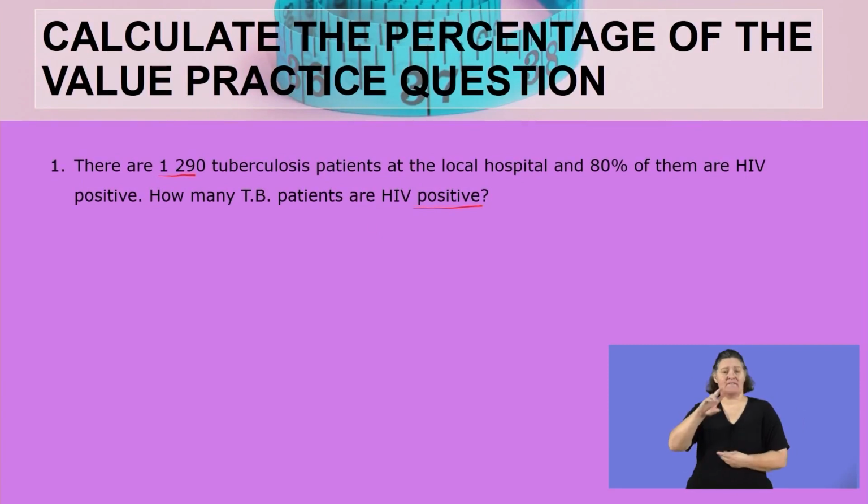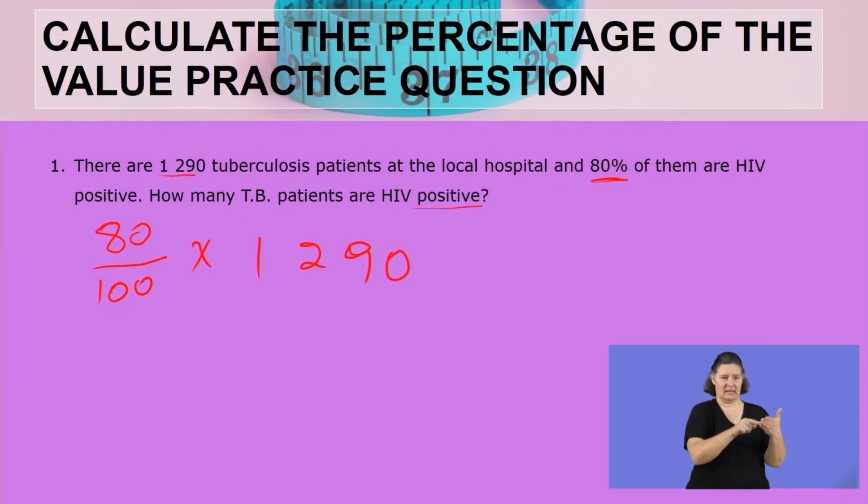To calculate the number of TB patients who are HIV positive, we must first change the 80% to a fraction, which will be 80 divided by 100, and then we multiply this by 1,290. Let us press together. 80 divided by 100, and then we multiply this by 1,290. So the number of patients is 1,032. So we've answered the first question.